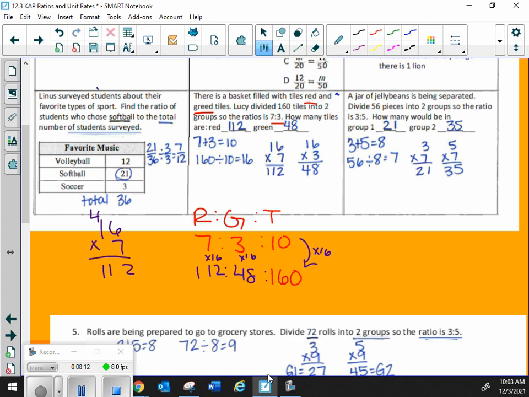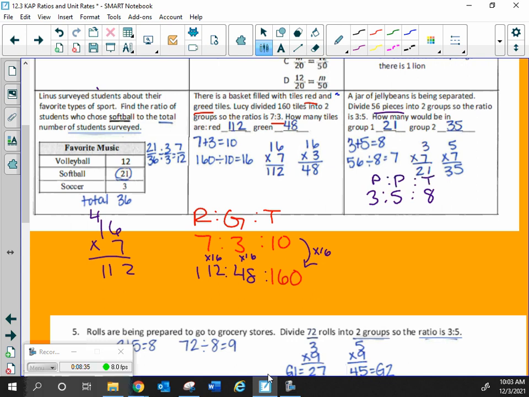The last question is very similar to the one we just did. It's saying that there's 56 pieces. That's talking about the total, in 2 groups with a ratio of 3 to 5. That 3 to 5 ratio is a part to a part. To figure out the total number, I can add them to get 8. So that's a part to a part to the total.